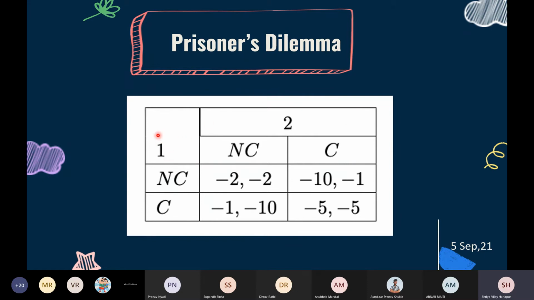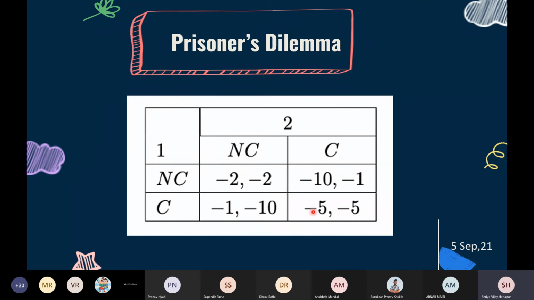So here we have prisoner 1 and prisoner 2. NC is not confess, C is confess. So the strategy set for both players is {NC, C}. And here the police tell them that if both of them confess, then both of them will get 2 years in jail, right? If one of them confesses and the other doesn't, then the person who confesses gets only 1 year in jail and the person who doesn't confess gets 10 years in jail, right? And if both of them end up confessing, then both of them get 5 years in jail, right?